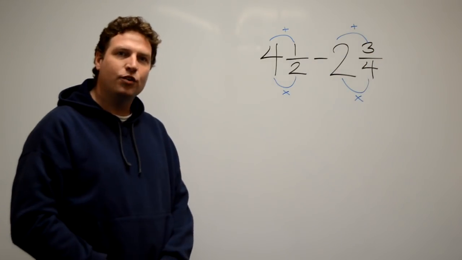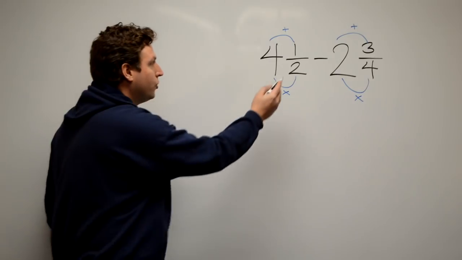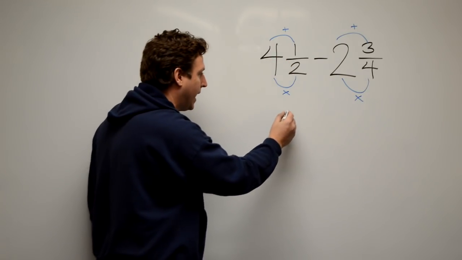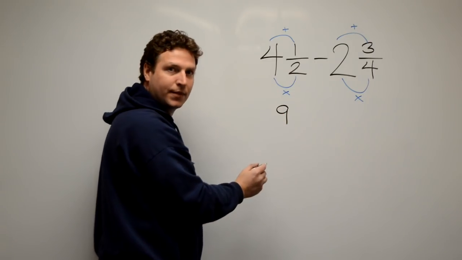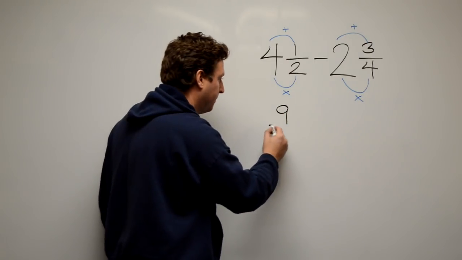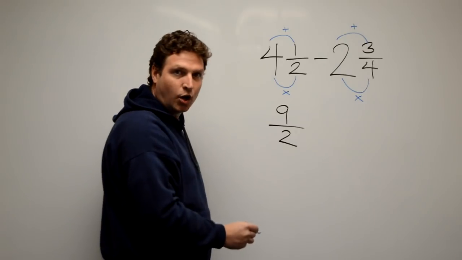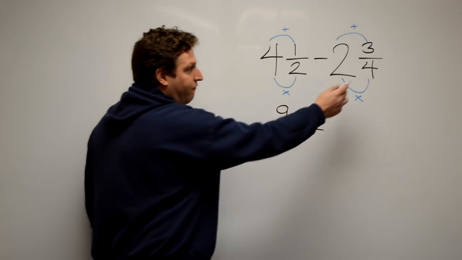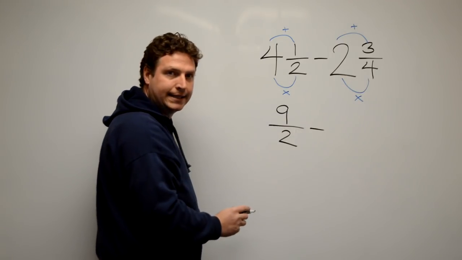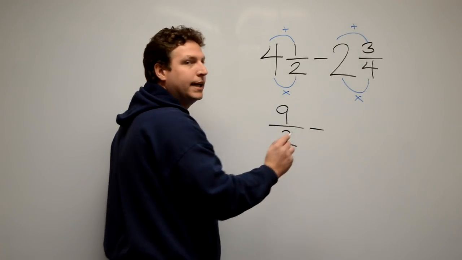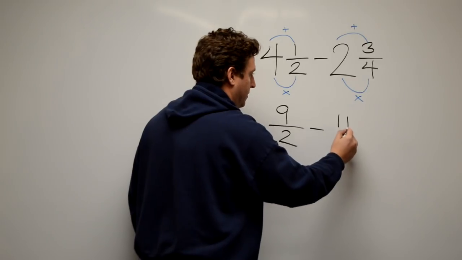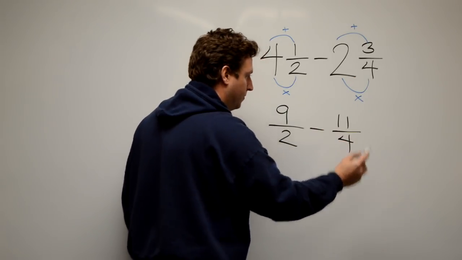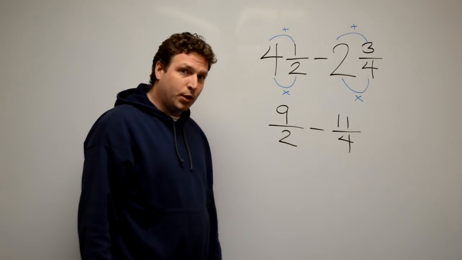So let's go ahead and do this one together. 2 times 4 is 8, plus 1 is 9. And I keep the same number on the bottom. I'm going to draw my subtraction sign. And here I have 4 times 2 is 8, plus 3 is 11. And I keep the 4.